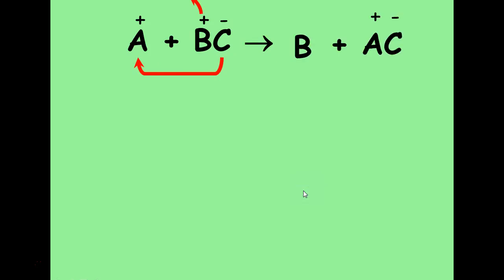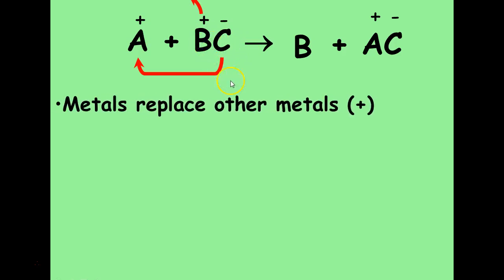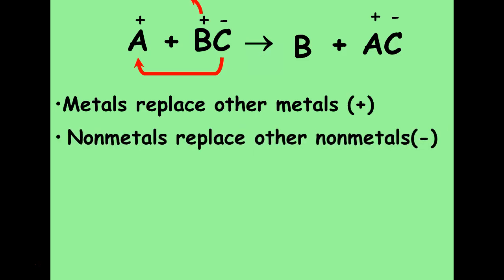And this is kind of how it looks. What I want you to recognize is that the pluses always trade out for the pluses. Metals always replace other metals, and metals are your positively charged ions. If you remember, an ion is a charged particle. It can be a positive particle, it can be a negative particle. So positives are called cations, C-A-T-I-O-N-S, cations. And negatively charged particles, which are your nonmetals, are called anions, A-N-I-O-N-S, anions.